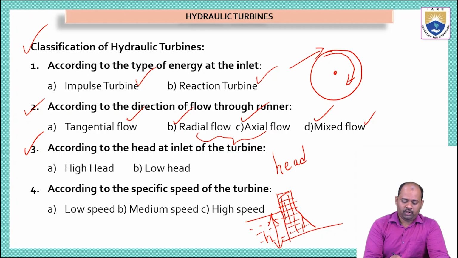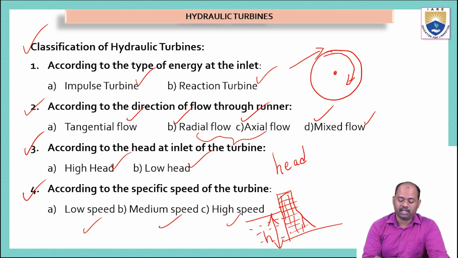Now, according to the head at the inlet, we have two types, that is high head and low head. And the fourth one is according to the specific speed of the turbine. We have different speeds like low speed, medium speed and high speed.